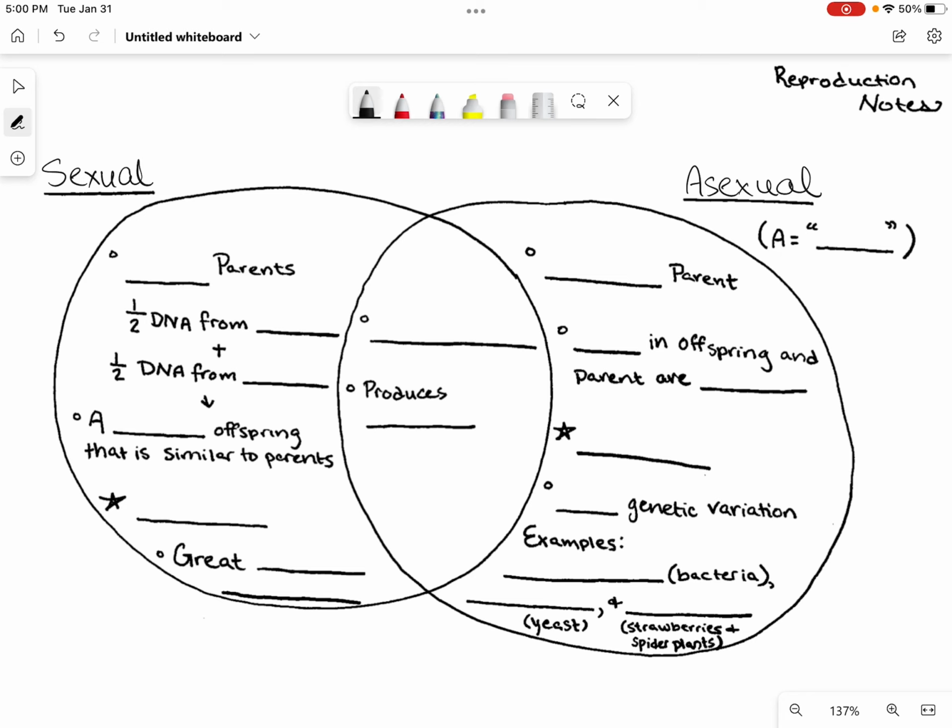Both of these are going to be similar in that they carry out the task of reproduction. And what is reproduction? It's just producing offspring, producing more of whatever that type of organism that you're referring to.